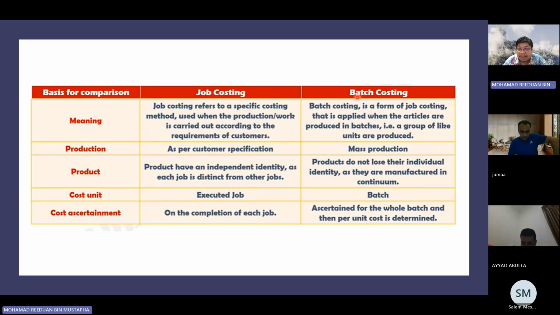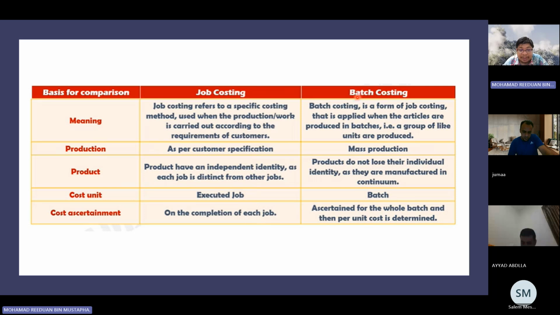But the problem is either you can sell or you cannot sell. And then the product has an independent identity, as each job is distinct from the other job, very unique. And mass production products do not lose their individual identity, as they are manufactured continuously. Which means you can produce 10 items in a batch with the same product.